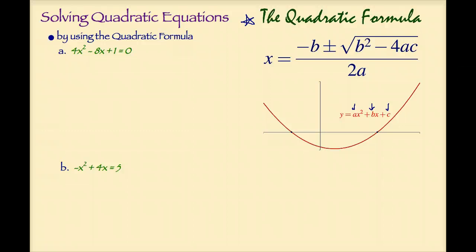-b plus or minus the square root of b squared minus 4 times a times c all over 2a.